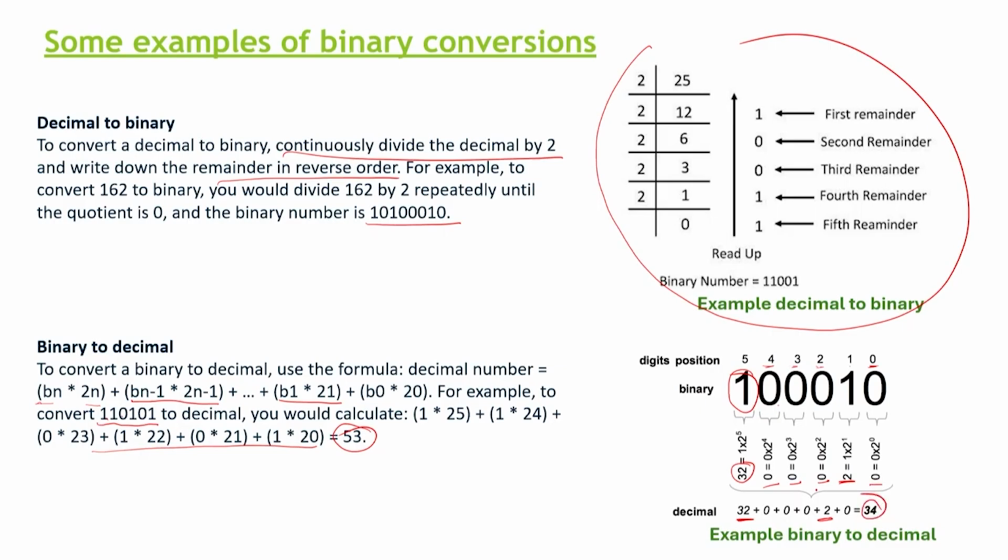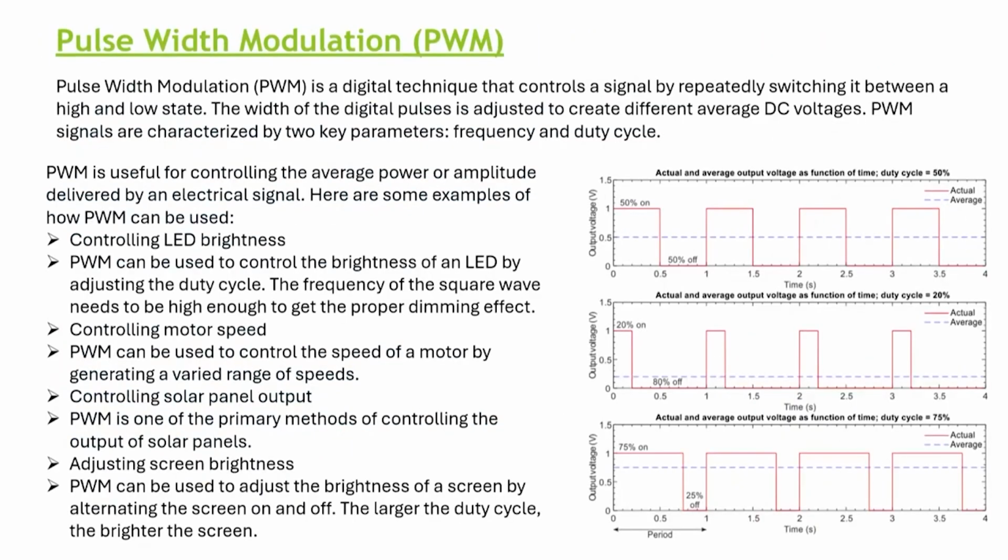So, this kind of simple conversion from decimal to binary, binary to decimal, you need to do continuously in order to carry out the program. That is one important part. The other important part is what we call pulse width modulation.